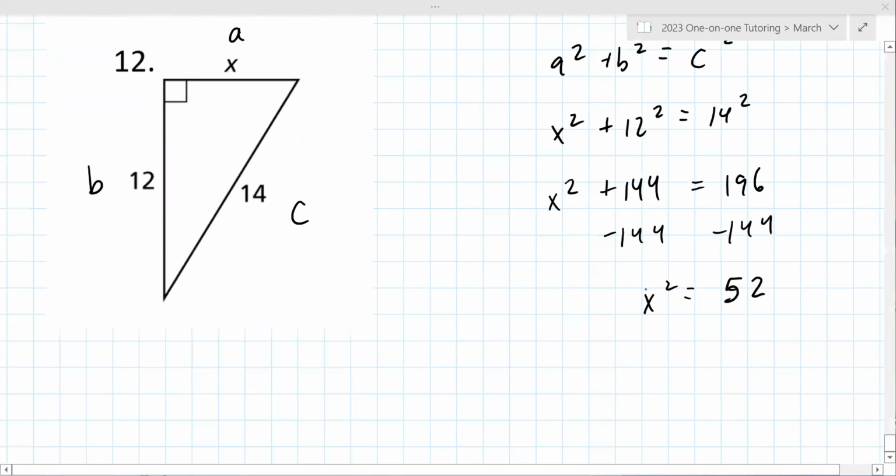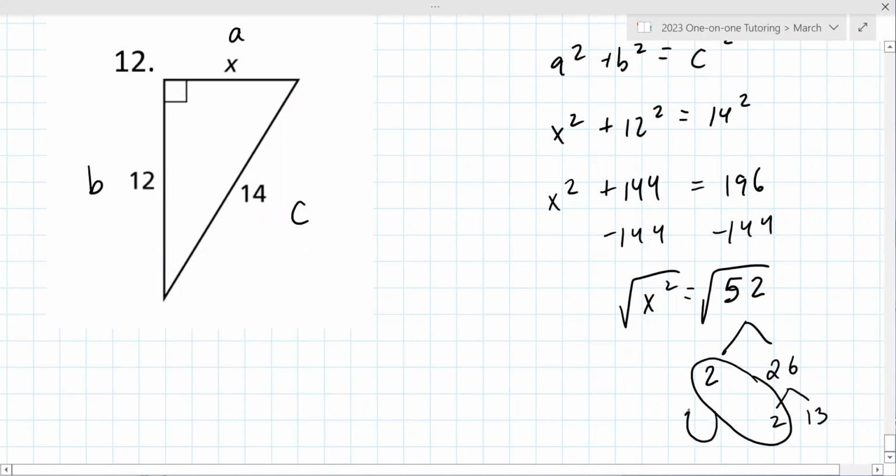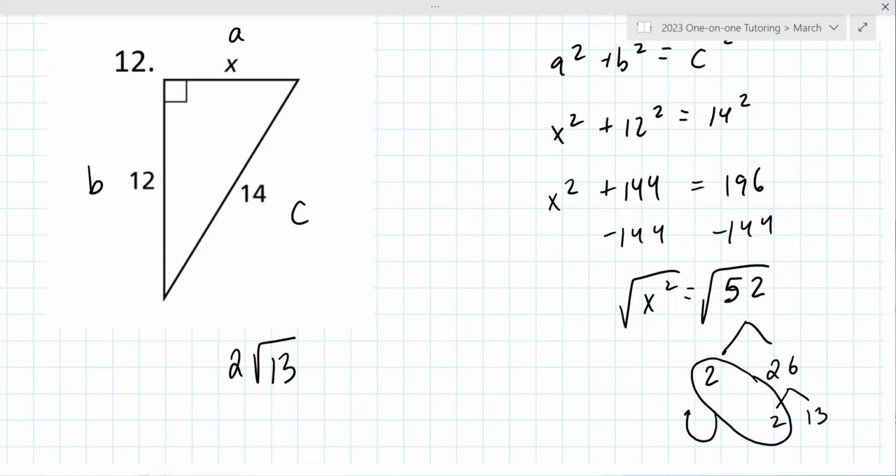Now we're going to take the square root of both sides. On the right here, you have to start with 2. The square root of 52 doesn't work out perfectly, so you have to reduce the root. 2 and 26, 2 and 13. Because there's a pair of 2's, you bring one out. So that's 2 square root of 13, like that.